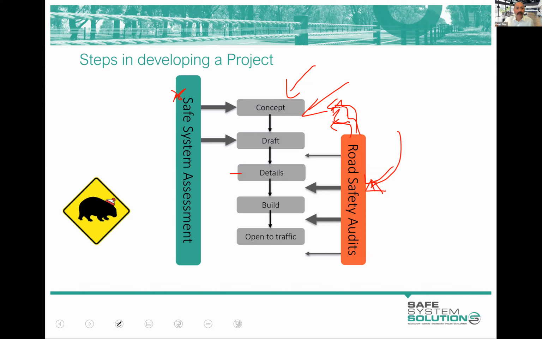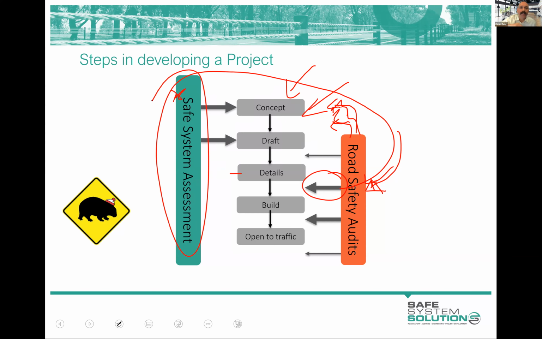And that's really good. Then they also say that even when you're down here, you should refer back to the safe system assessment to check. You want to check the detailed design against the safe system assessment that was done, and make sure that any recommendations are all aligning up. So I think that's a good little diagram and a good thing to remember: safe system assessments early, then road safety audits when you're into the details.